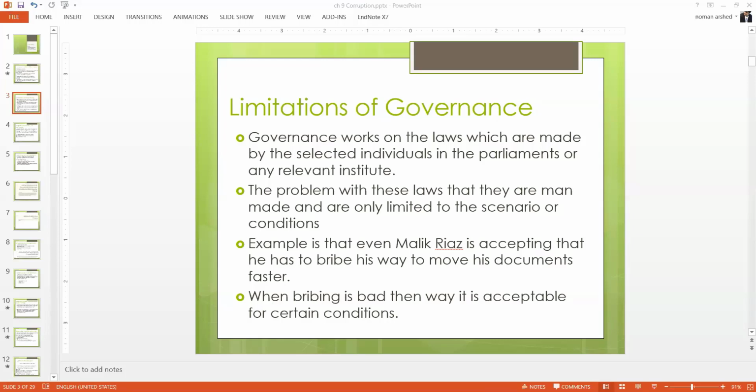So when bribing is bad, then why is it acceptable under certain conditions? So it's talking about that.